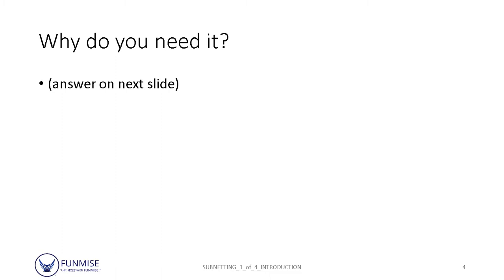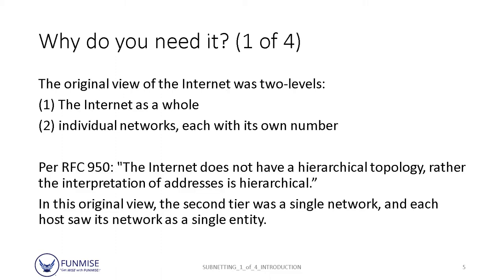So we begin. Why do you need it? Okay, going to explain. It'll take about 4 slides. See, the original view of the internet was basically 2 levels. At the top level was the internet as a whole, and then below that were all the individual networks, and each network would get its own number. Now, the internet itself wasn't actually hierarchical, but it was possible to interpret the addresses as having a hierarchy, which is not quite the same.